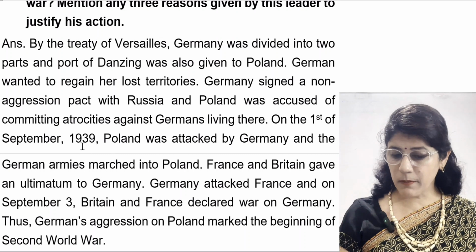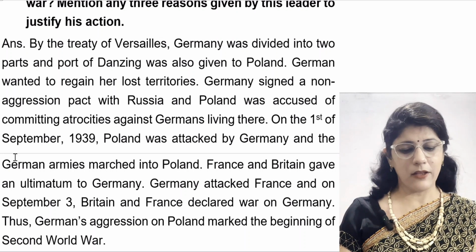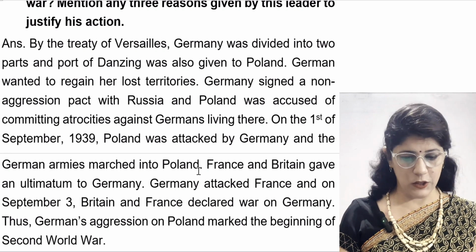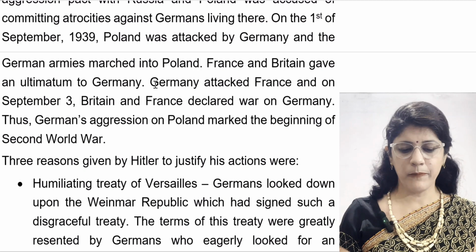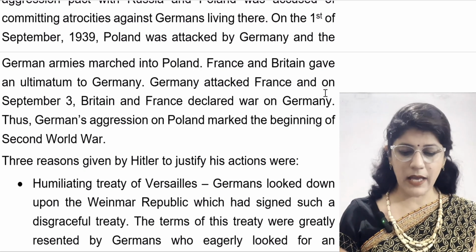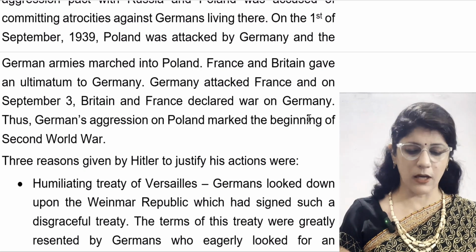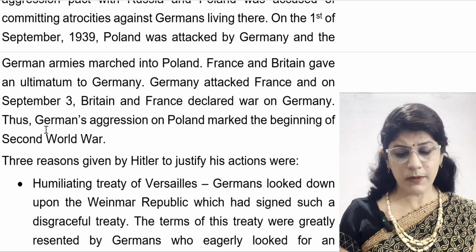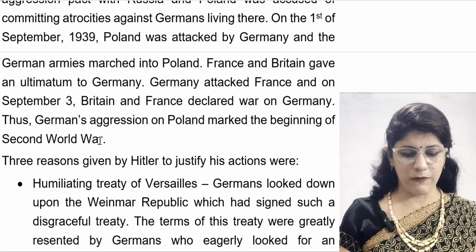On the 1st of September 1939, Poland was attacked by Germany and the German armies marched into Poland. France and Britain gave an ultimatum to Germany. Germany attacked France, and on 3rd September Britain and France declared war on Germany. Thus Germany's aggression on Poland marked the beginning of the Second World War.